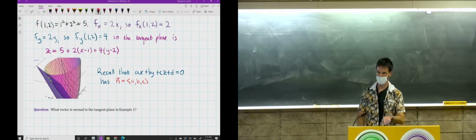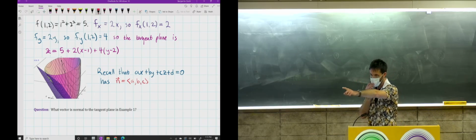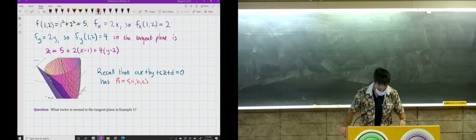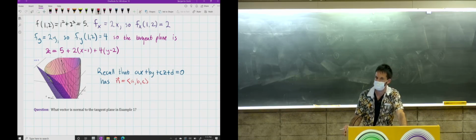So what was our normal vector? Sorry, what was your name? Oh, yeah, Gavin. What were you going to say, Gavin? Let's see. The 2 is the coefficient of the x. 4 is the coefficient of the y. What's the coefficient of the z?